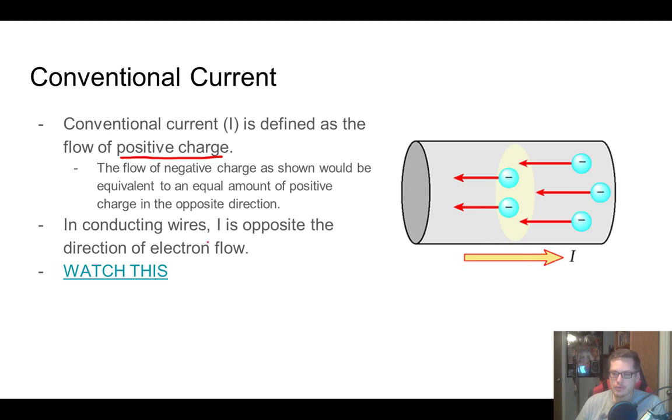Since we're going to be primarily focusing on electricity in our class, what this amounts to is that our current is always opposite to the way the electrons are actually flowing. There are a couple of other examples of current. If our electrons are flowing this way, then our conventional current would be an equal amount of charge flowing this way.